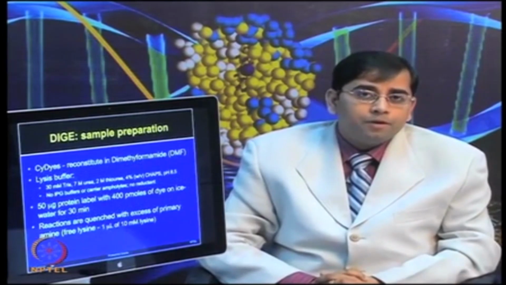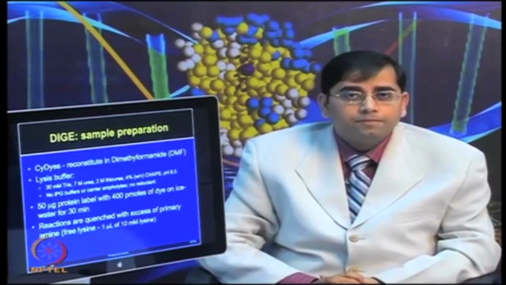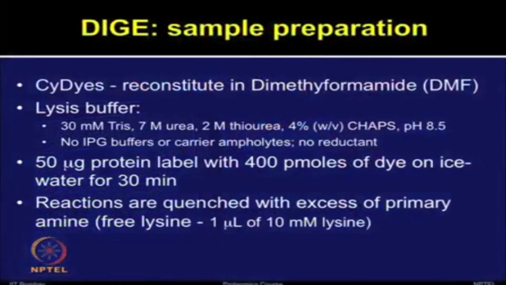So, how to prepare the sample to perform the dye experiment? First of all, you need to reconstitute your dye in dimethylformamide or DMF. The lysis buffer, that is, the buffer in which your protein sample is going to be dissolved, consists of 30 millimolar Tris, 7 molar urea, 2 molar thiourea, 4% CHAPS, and you have to adjust the pH to 8.5. Please make sure there is no IPG buffer or carrier ampholyte, and no reductant added in this lysis buffer.